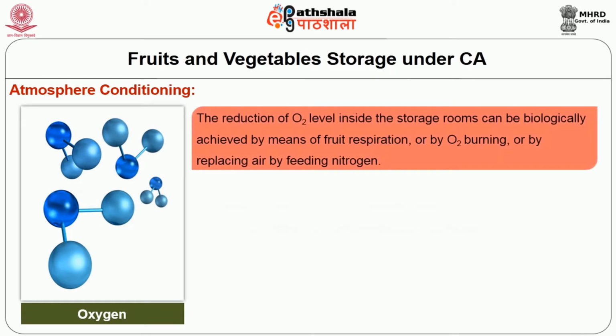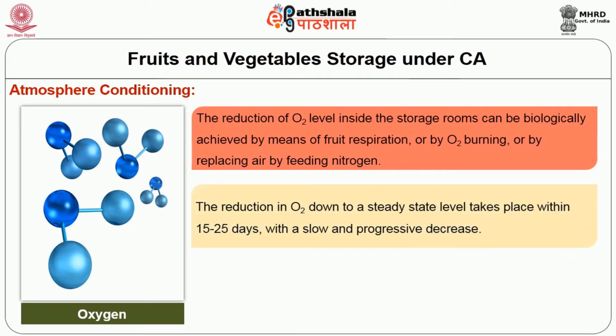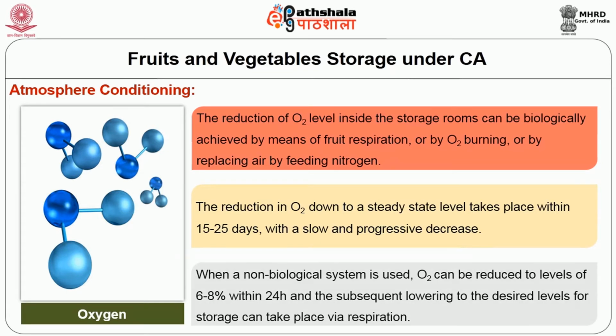Atmospheric condition. The reduction of oxygen level inside the storage rooms can be biologically achieved by means of fruit respiration, or by carbon dioxide burning, or by replacing air by feeding nitrogen. In the first case, the reduction in oxygen down to a steady state level takes place within 15 to 25 days, with a slow and progressive decrease. When a non-biological system is used, oxygen can be reduced to levels of 6 to 8% within 24 hours, and the subsequent lowering to the desired levels for storage can take place via respiration.